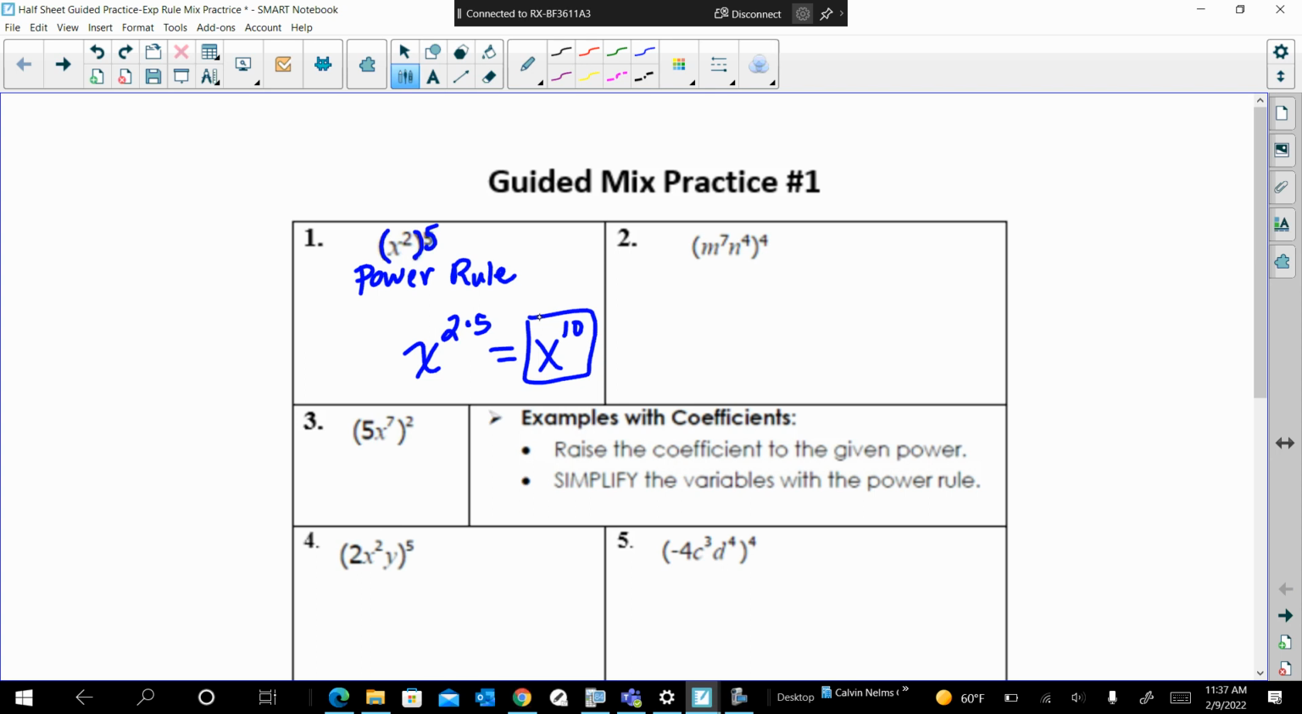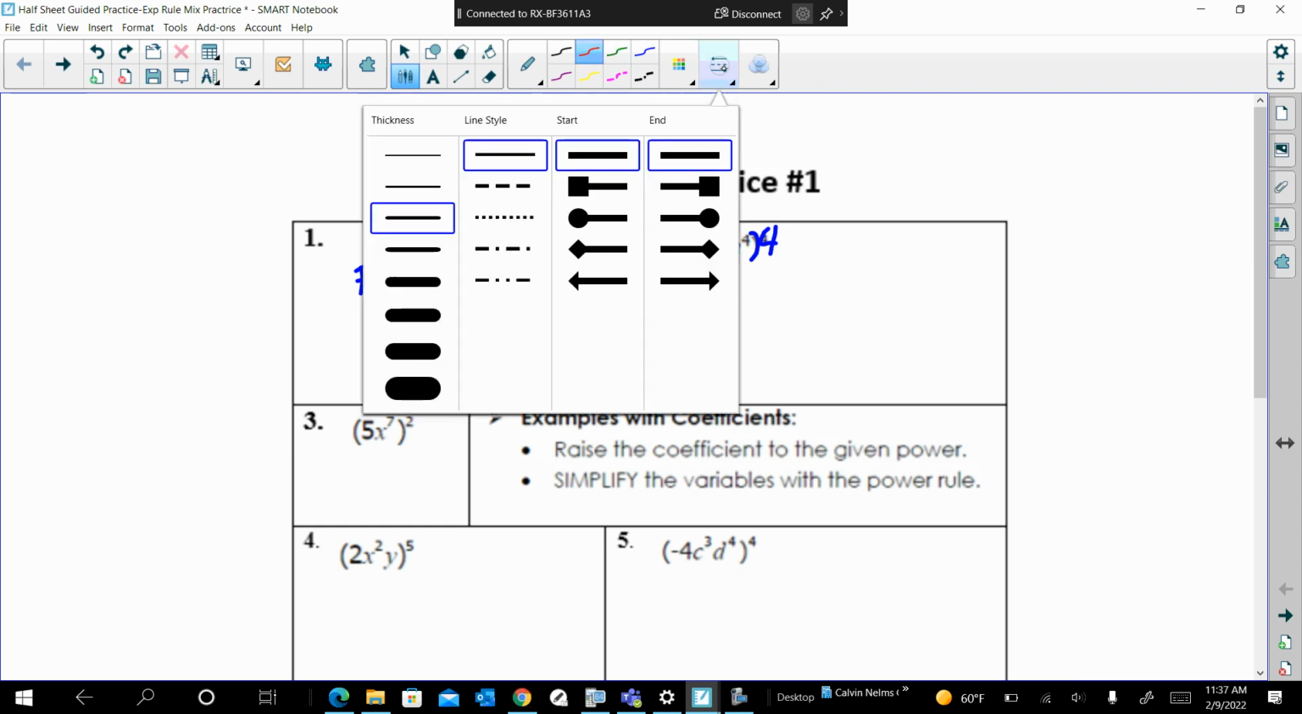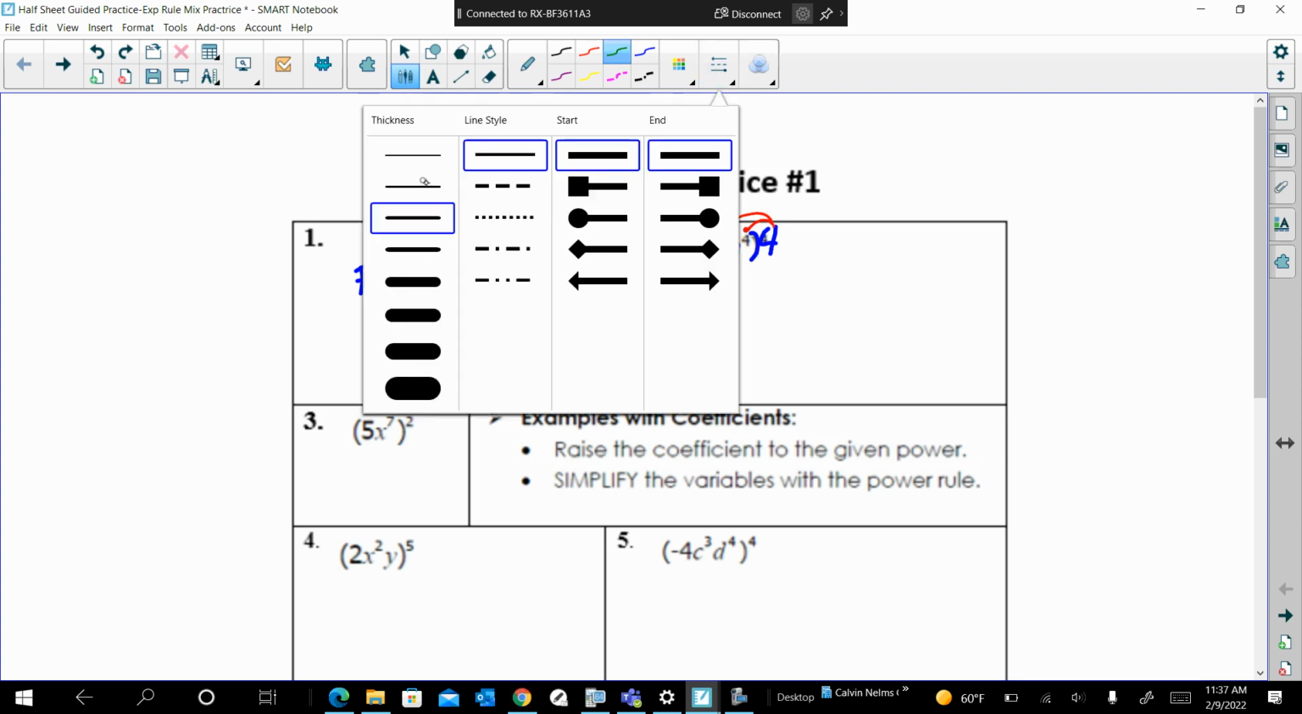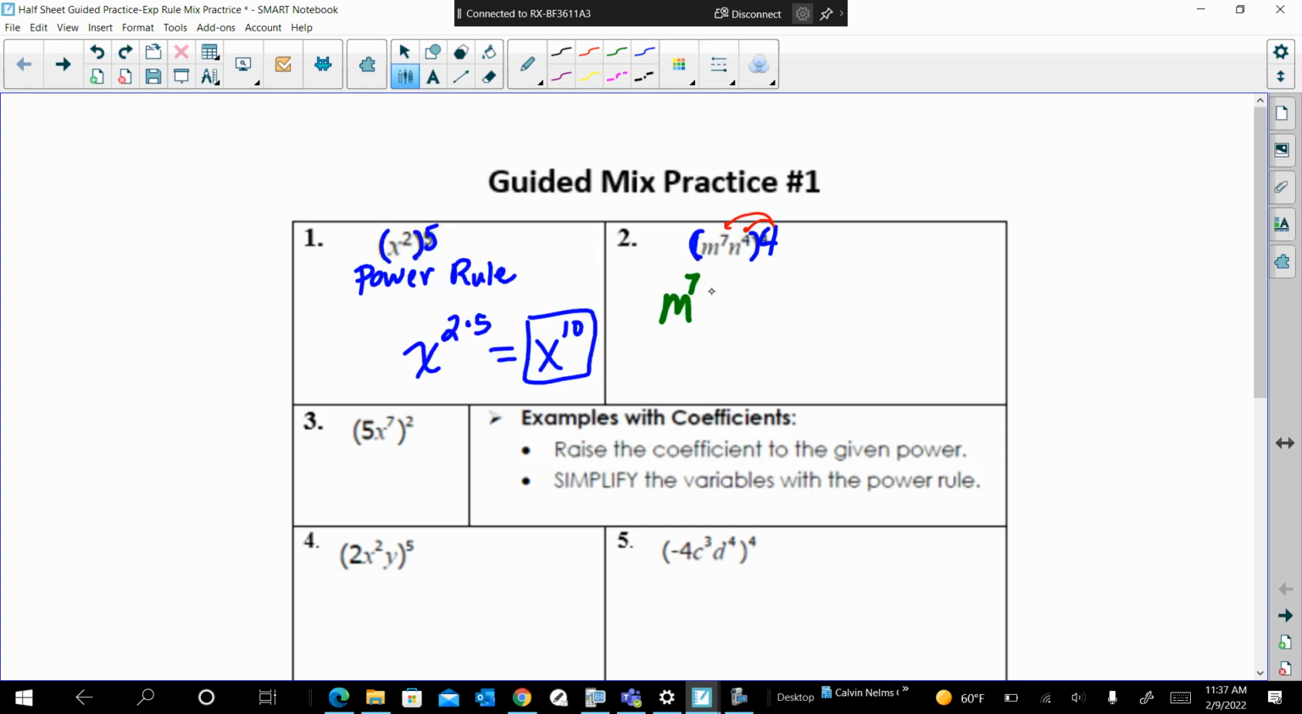Okay, so number 2 is the same rule, because hopefully you see again you have parentheses and you have an exponent outside those parentheses. Some people think of it as distributing. If you want, you can think of it as applying that exponent to each letter. The first letter we have is the M. It has an exponent of 7. Then I'm going to multiply it times that 4.